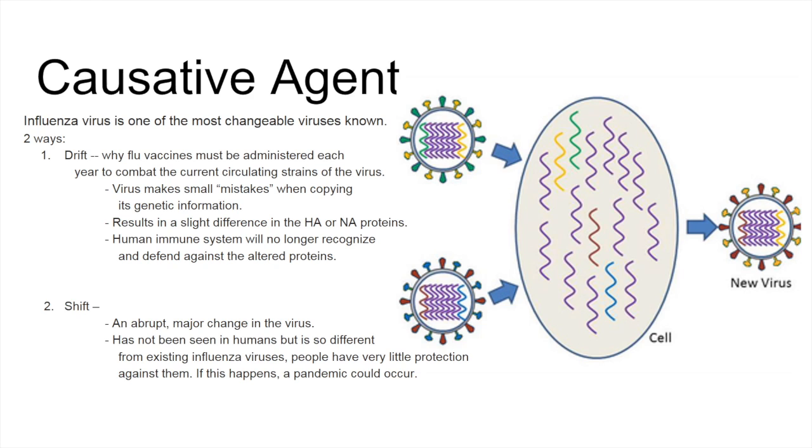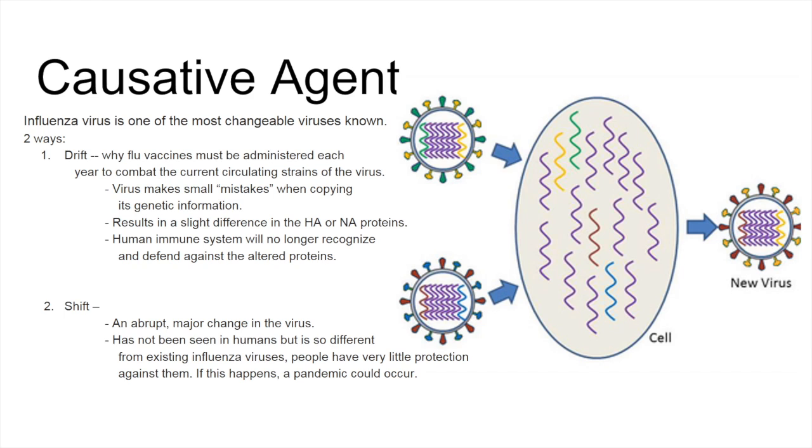The influenza virus is one of the most changeable viruses known. There are 2 ways that influenza virus changes. These are called drift and shift. Drifting, or antigenic drift, is a change that happens when the virus makes small mistakes when copying its genetic information. The result is a difference in the HA or NA proteins.